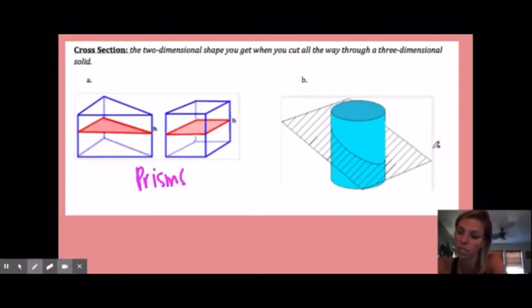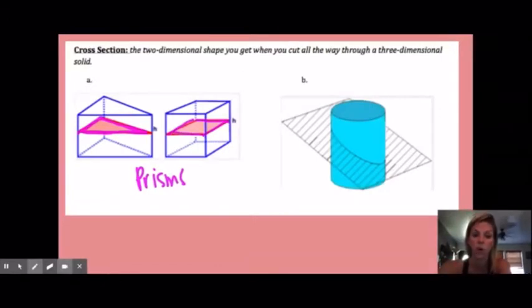And if you look here, you can look at different cross sections. So this here is a cross section. Do you agree that that particular cross section is a triangle that is congruent to the top and bottom, right? Okay, same thing here. It looks like we have a rectangular prism. So this cross section here happens to be congruent as well.